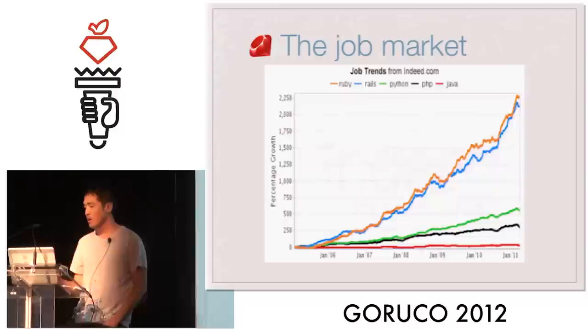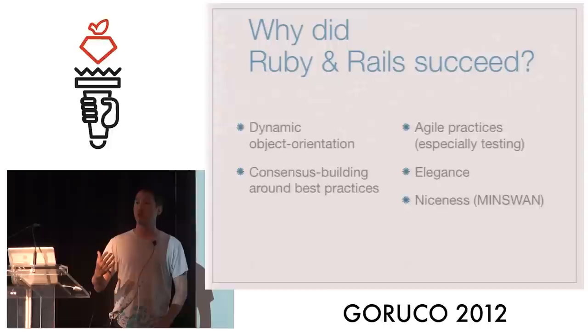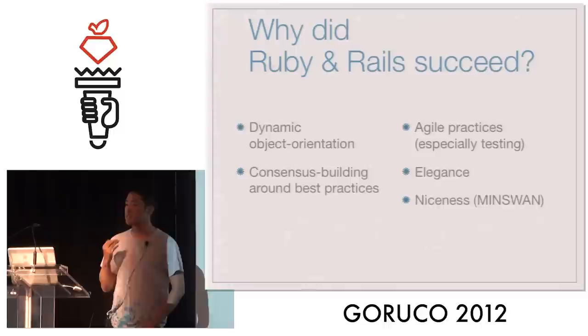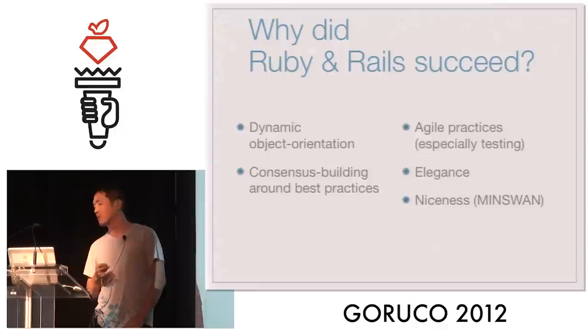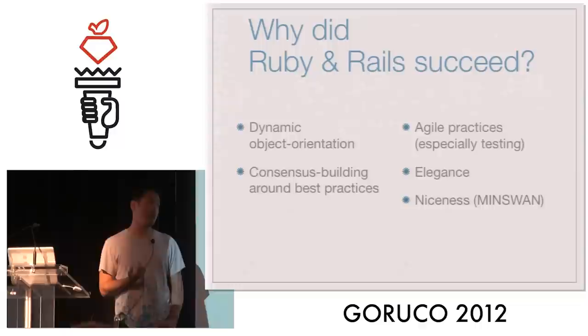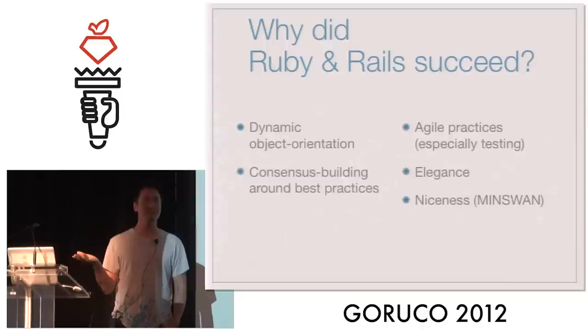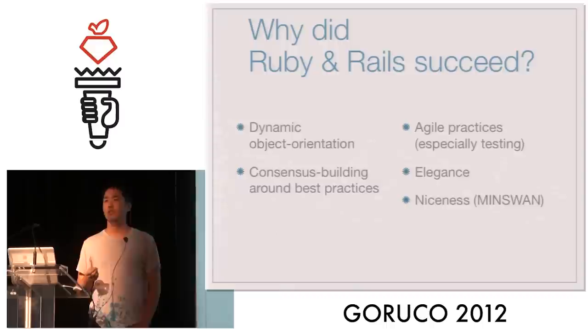It's a dynamic, object-oriented language, and I happen to believe that for the vast majority of computing problems, a dynamic, object-oriented language is the way to do it. We believe in consensus building around best practices. This is much more a Rails practice than a Ruby practice, and we have DHH to thank for that. But over time, it leaked into the Ruby world as well, and I think that's been good. We believe in agile practices, especially testing. We believe in the value of elegance. And we believe in niceness. MINASWAN, which stands for Matz is nice, so we are nice. Sometimes we're better than others at actually being nice, but we state it as an ideal, which I think counts for a lot. Not everyone does that.